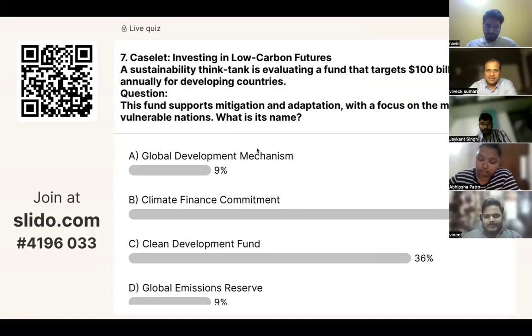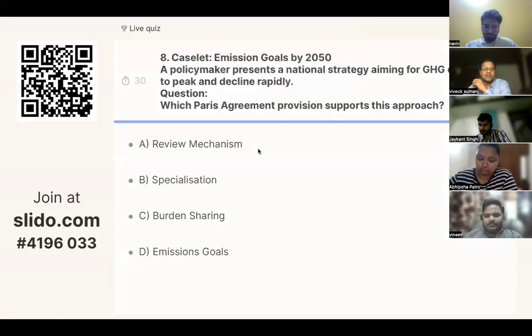Very good. The most vulnerable nation we are talking about, and that's the climate finance commitment. Climate finance commitments talk about the 100 billion fund. Next one.